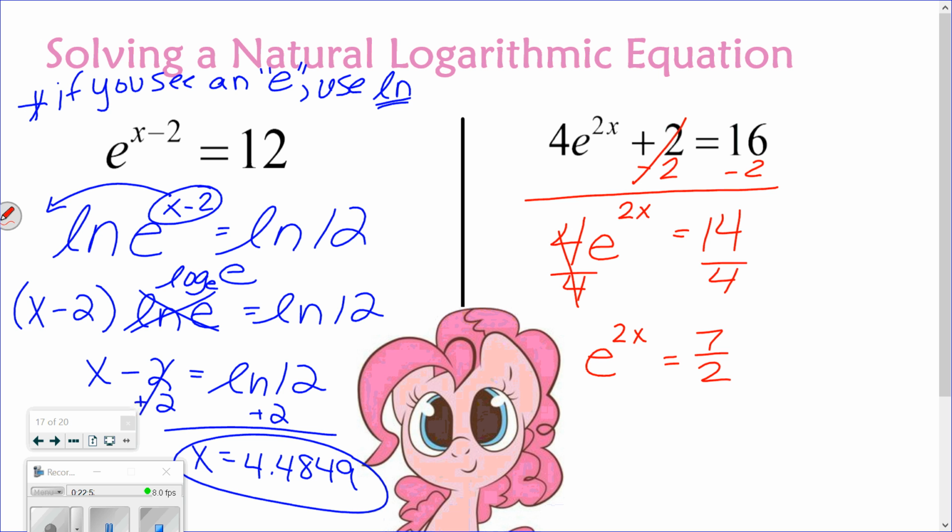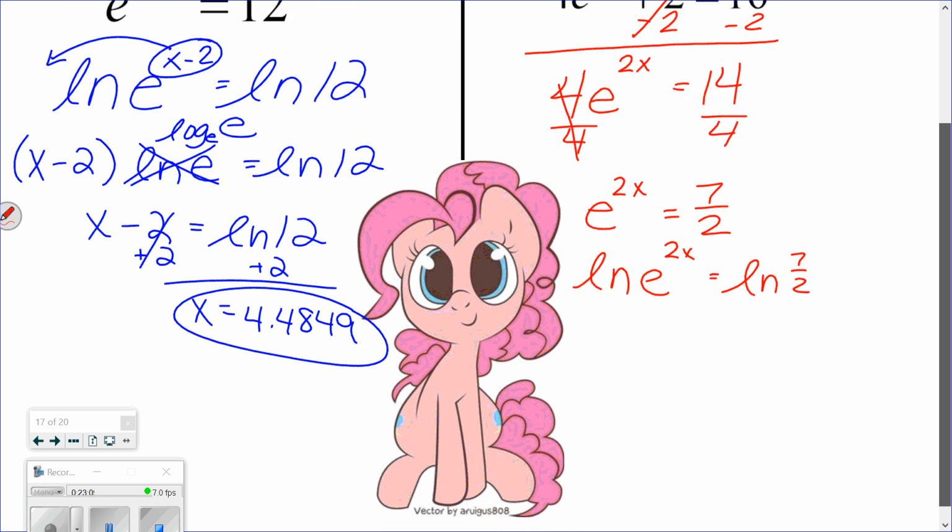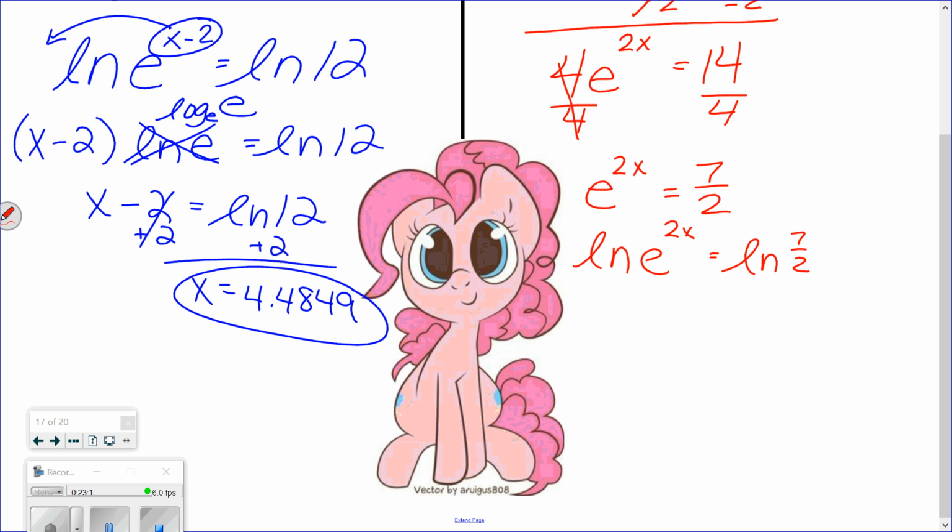All right, so once your e is by itself, what's the opposite of e? ln, which is, what's that stand for? Natural log. So the natural log of e to the 2x equals the natural log of 7/2. Can I get rid of the natural log of e right here? Yep, I sure can. Yeah, a natural log of e, that's just 1. So I have 2x equals natural log of 7 over 2.